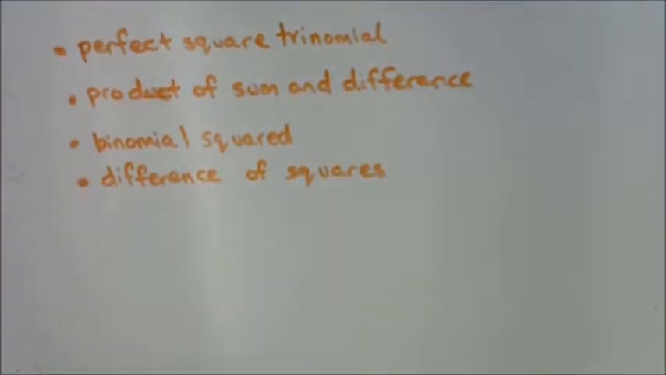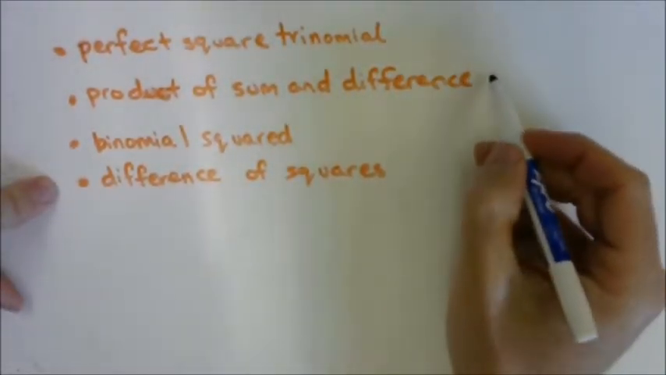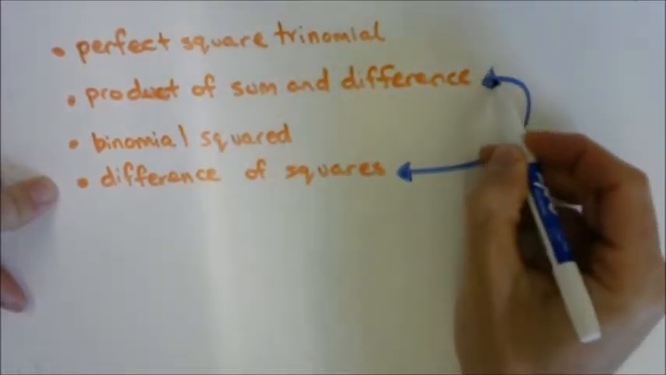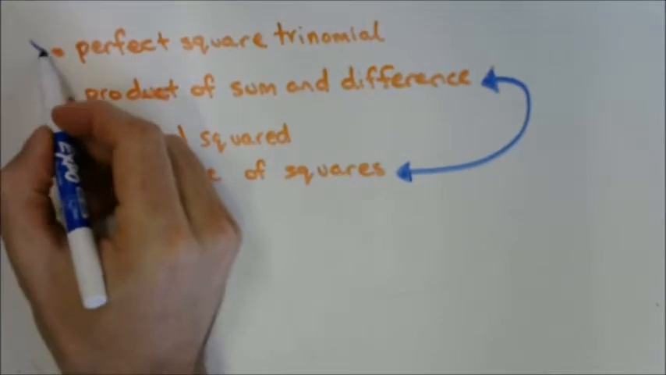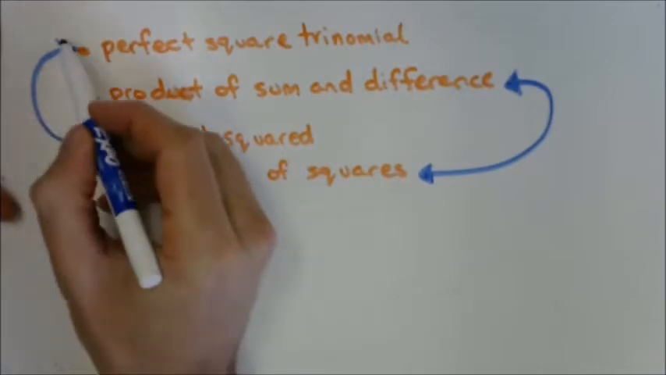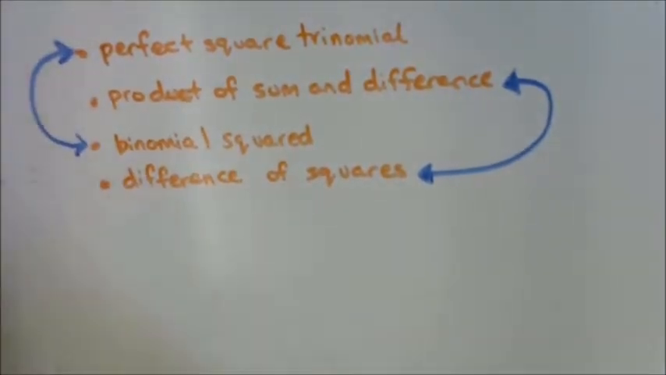Alright. Which two belong with each other? Hand up if you think you know two that go together. Paul: Second and fourth. Product of sum and difference goes with the difference of squares. Do you agree? Which means that perfect square trinomials belong with binomial squared. Okay, these are all of the special binomials that we've already learned about.